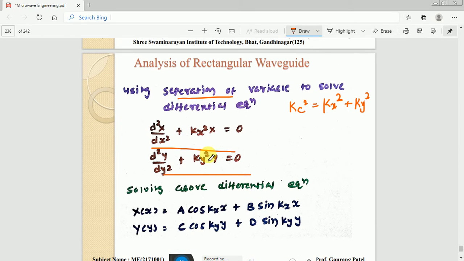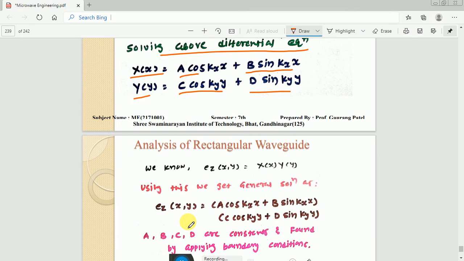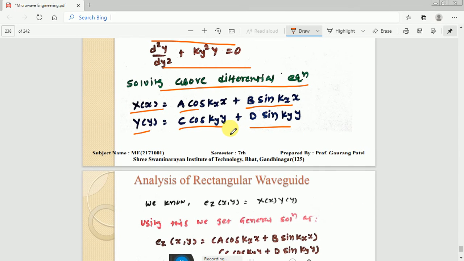And solving the above differential equations, we will get two solutions. One is X(x) is equal to capital A cos kx x plus capital B sin kx x. Similarly, Y(y) is equal to C cos ky y plus D sin ky y, where A, B, C, D are constants, and their values can be found by applying the boundary conditions.